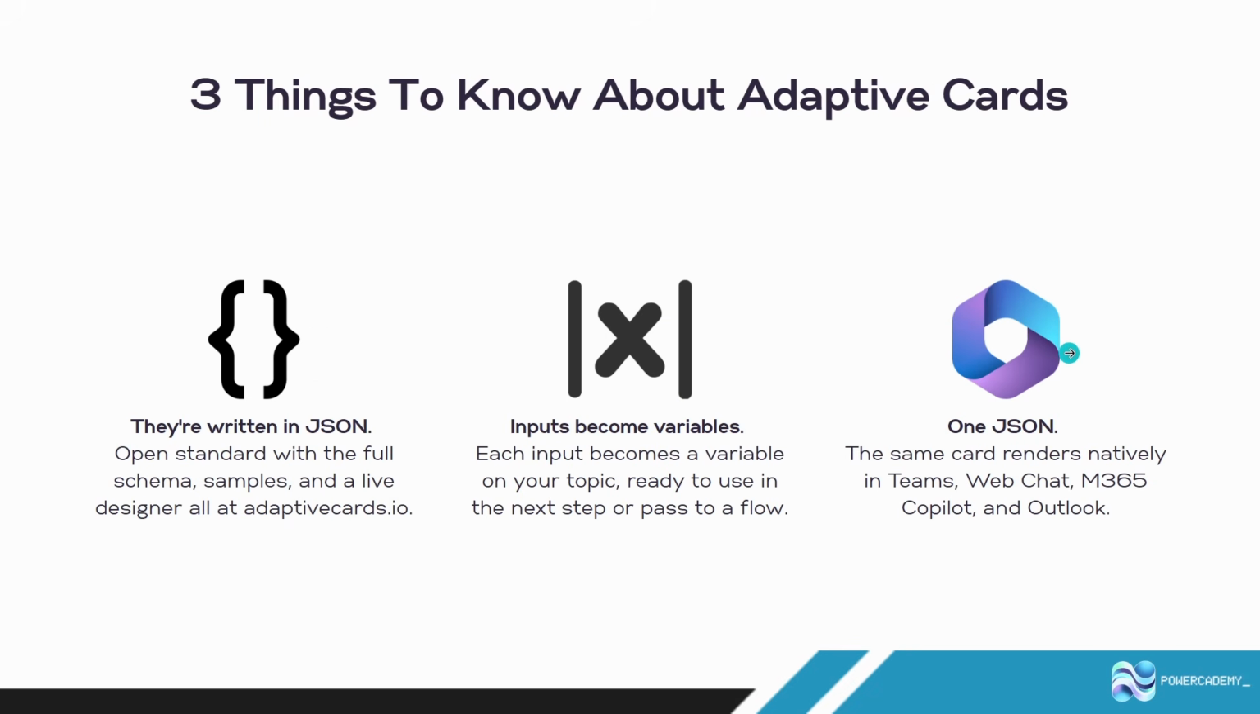And the final point is one JSON. The same card renders natively in Teams, Web Chat, M365 Copilot, and Outlook. So you're getting the same experience across these different tools.